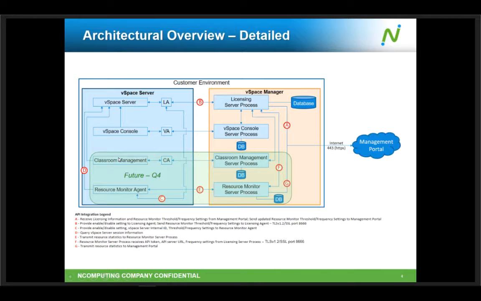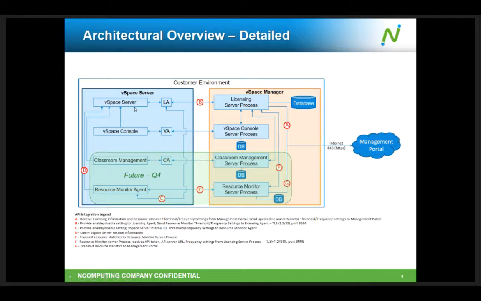This is a detailed overview, and it's not important to understand everything that's going on in this slide, but it's important to understand that there are different pieces of the architecture, and everything that's part of the architecture is going to be in the customer environment with the exception of the management portal. Down here below, we talk about all the different communication paths. So we have the licensing server, the vSpace console, the classroom management, and the resource monitor. These are premium features that we'll talk about in a little bit.